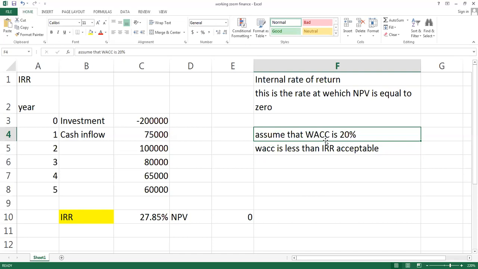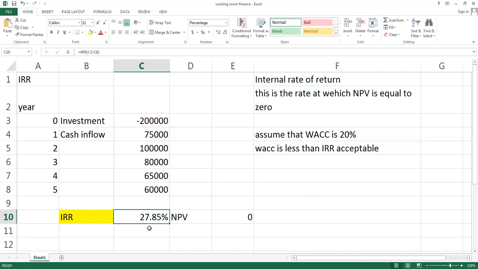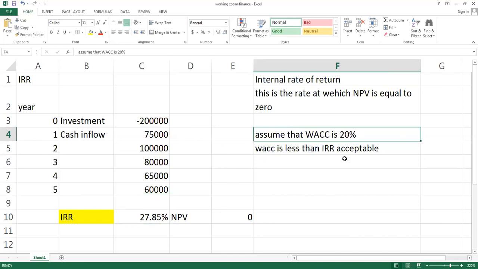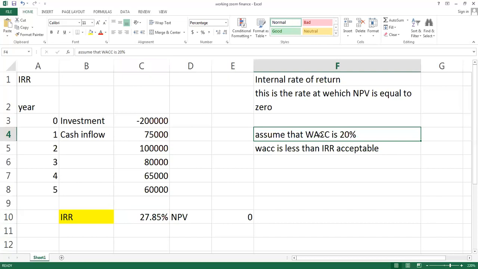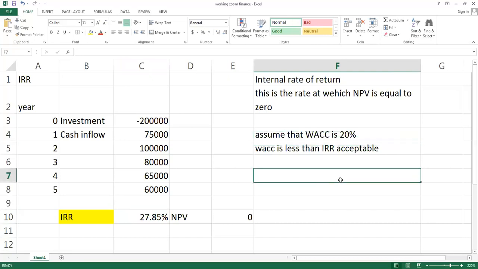I'm assuming that WACC is 20% and the IRR is 27.85%. If WACC or cost of capital is less than IRR, then student, project will be acceptable for any business. In other words, we can say that if the cost of capital is 20%, then project NPV will be positive.